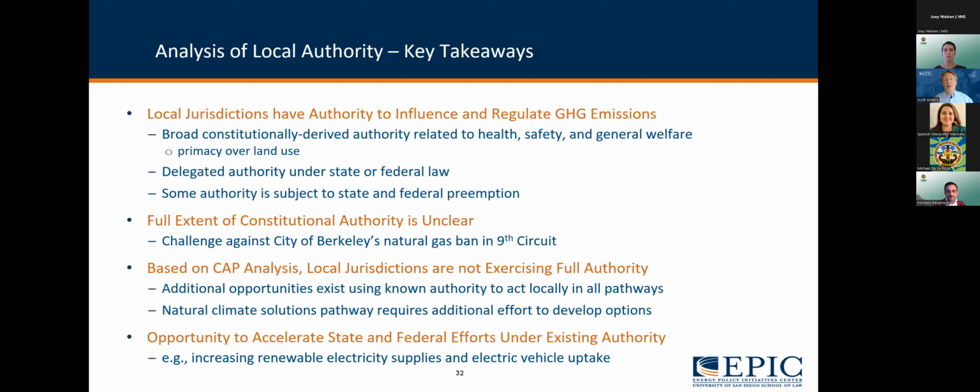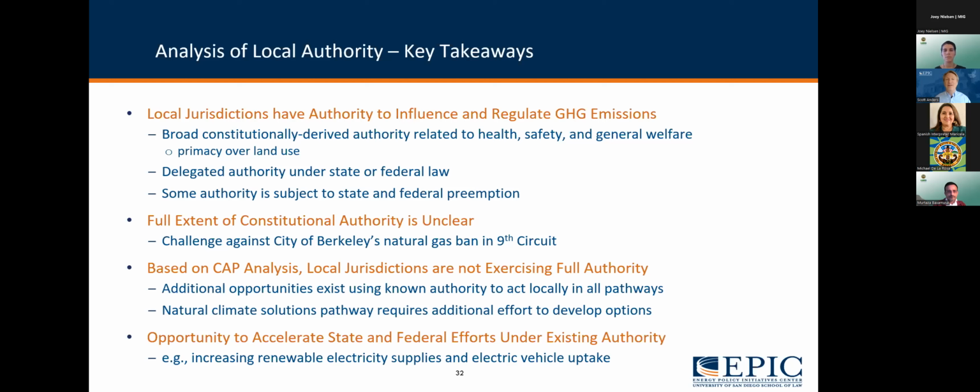One is broad constitutionally derived authority related to health, safety, and general welfare. And this authority comes with the primacy over land use, meaning that local governments have sole jurisdiction over land use, or at least primacy on that authority. They also have delegated authority under state or federal law, and some authority is subject to state and federal preemption, like the appliance example I used just a minute ago.